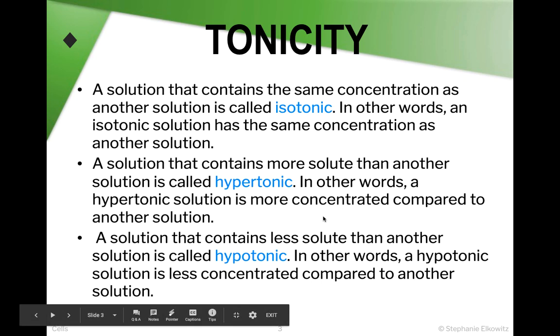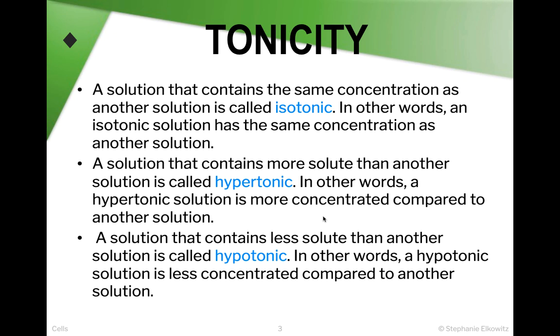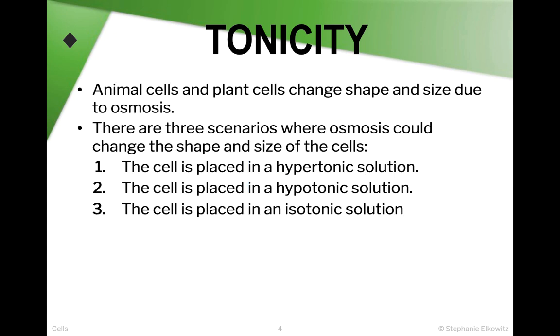We're going to skip through this slide because I think it's easier if we look at the examples. The main thing to know here is that animal and plant cells change shape and size due to osmosis. And if you remember, osmosis is the movement of water in and out of a cell. Osmosis is affected by the kind of solution that a cell is in, whether it's hypertonic, hypotonic, or isotonic.